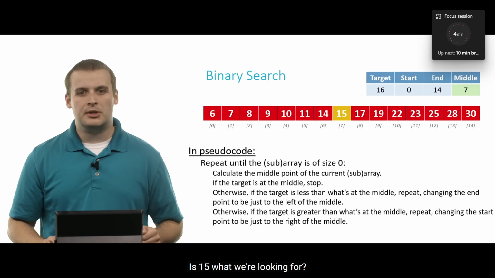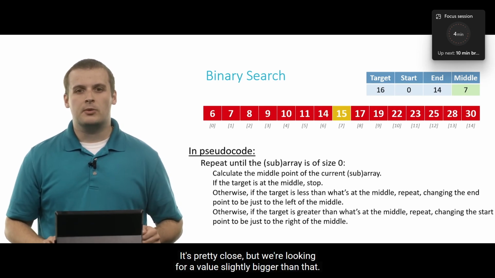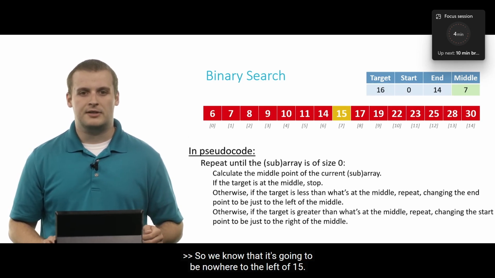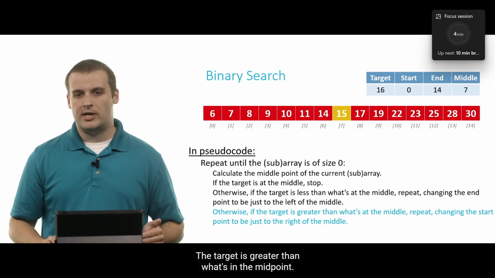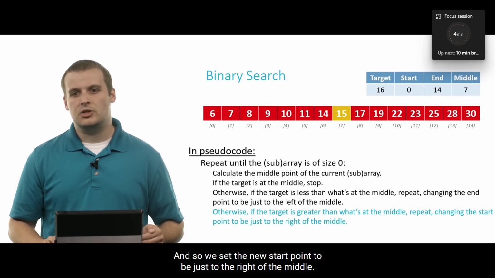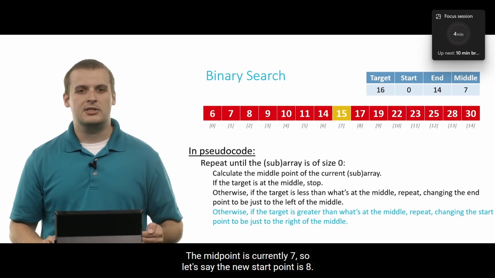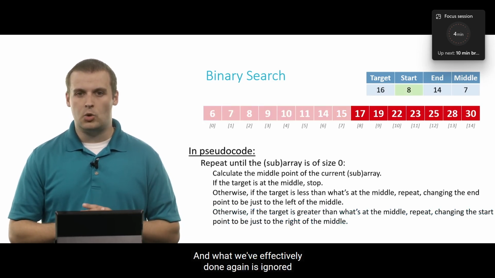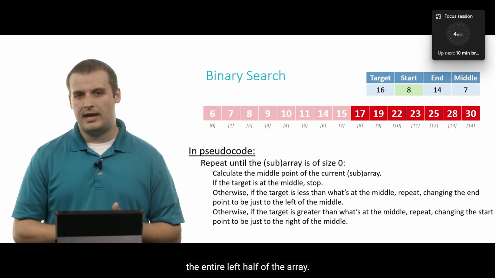Is 15 what we're looking for? No, it's pretty close, but we're looking for a value slightly bigger than that. So we know that it's going to be nowhere to the left of 15. The target is greater than what's in the midpoint, and so we set the new start point to be just to the right of the middle. The midpoint is currently 7, so let's say the new start point is 8. And what we've effectively done again is ignored the entire left half of the array.